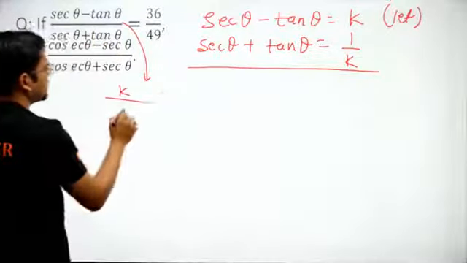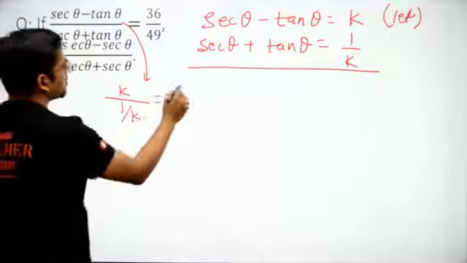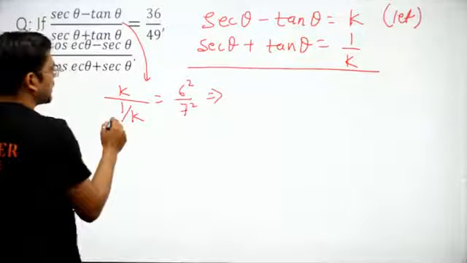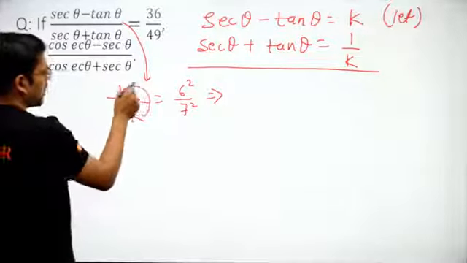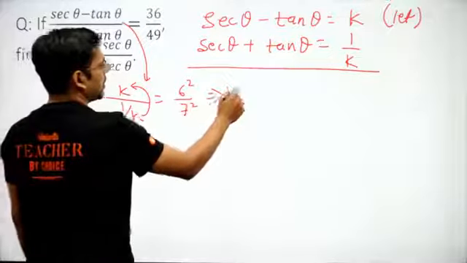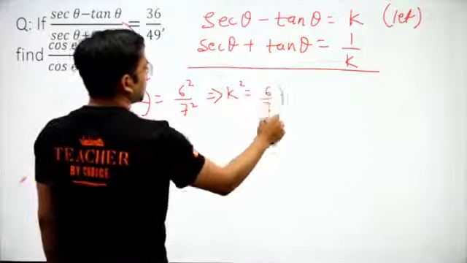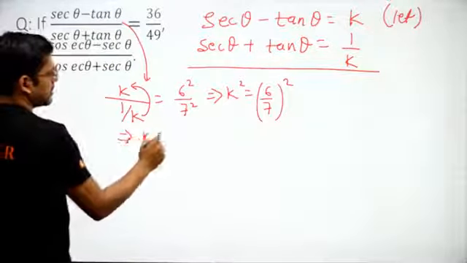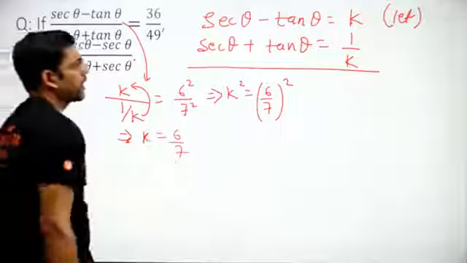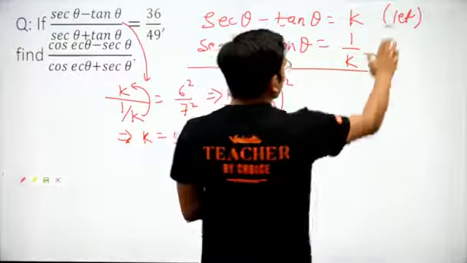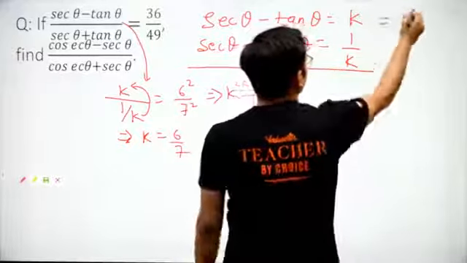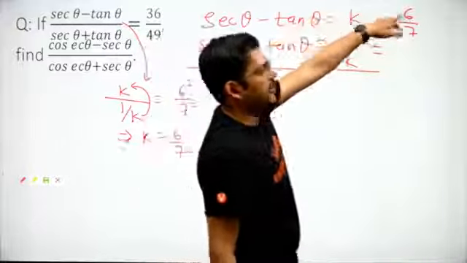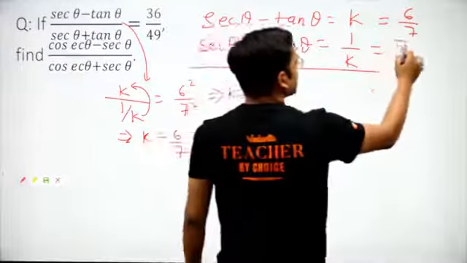Sec theta plus tan theta is 1 by k, is equal to 36 upon 49, that is 6 square divided by 7 square. So I can write k divided by 1 by k, denominator goes to numerator, so it becomes k square is equal to 6 upon 7 whole square. This makes k equal to 6 by 7. Now guys, see here we have supposed k. The value of k is 6 by 7 and the value of 1 by k, the reciprocal of this, will become 7 by 6.